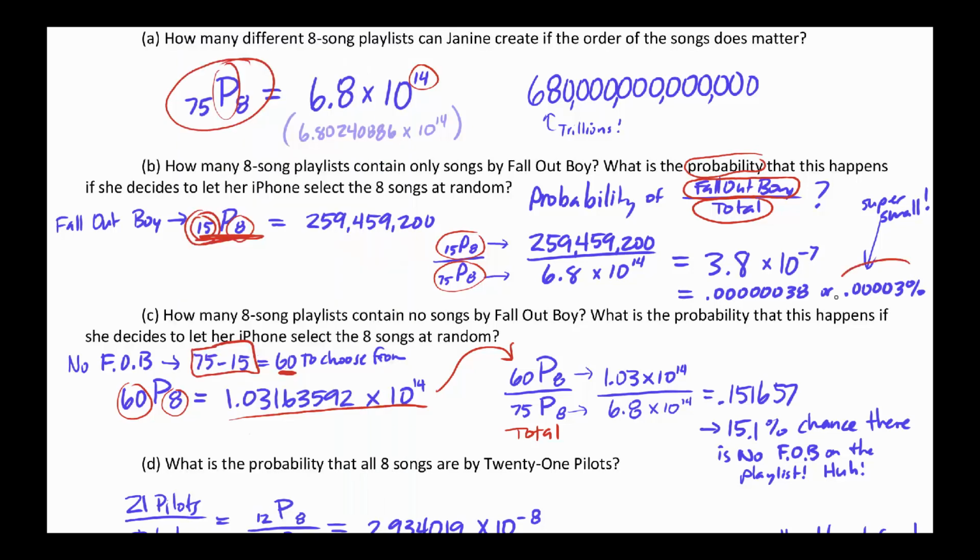So some people are tempted to think, oh, I got a really small percent up here for if the playlist is all Fall Out Boy, so I'll just take 1 minus this, and you can't assume that. You can't assume this because a lot of those playlists are going to have maybe 1 or 2 songs by Fall Out Boy. It could be a mixture, and that actually makes up a majority of those options. So 15% of the time, we're going to have a playlist with no Fall Out Boy.